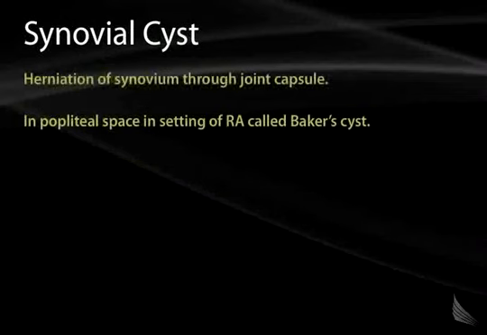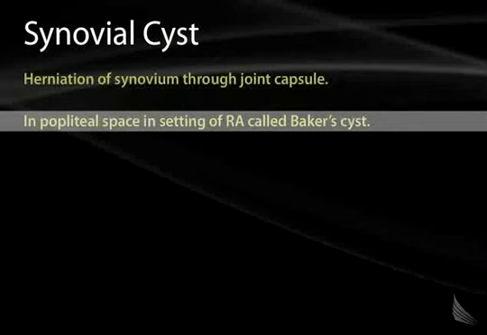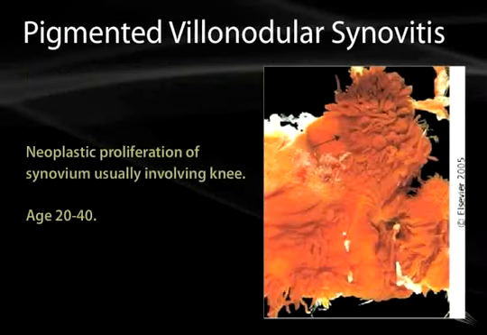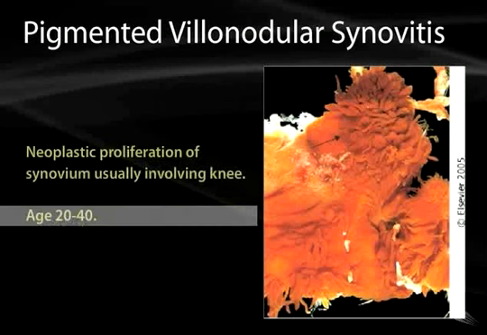The synovial cyst is due to, as the name implies, herniation of synovium through the joint capsule. You call this a Baker's cyst when you see it in the popliteal space in the setting of a patient with rheumatoid arthritis. Pigmented villonodular synovitis is simply a neoplastic proliferation of synovium that usually occurs in the knee in individuals between the ages of 20 to 40.